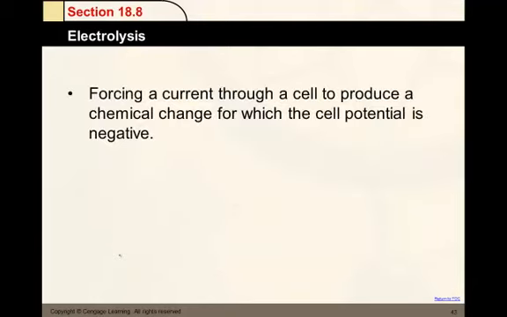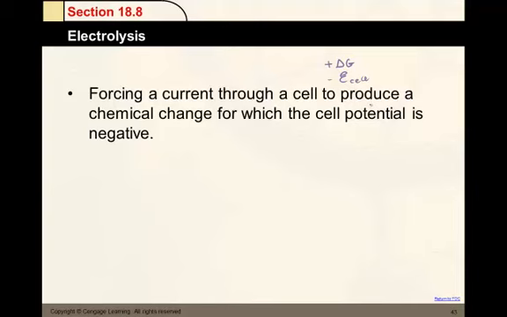Batteries and galvanic cells are similar in that they are reactions that are spontaneous. Electrolysis is a little bit different. Electrolysis reactions do not occur naturally. In other words, delta G is positive for these kinds of reactions, and E cell is negative. These reactions don't occur spontaneously, but remember, just because a reaction doesn't occur spontaneously doesn't mean it doesn't occur.